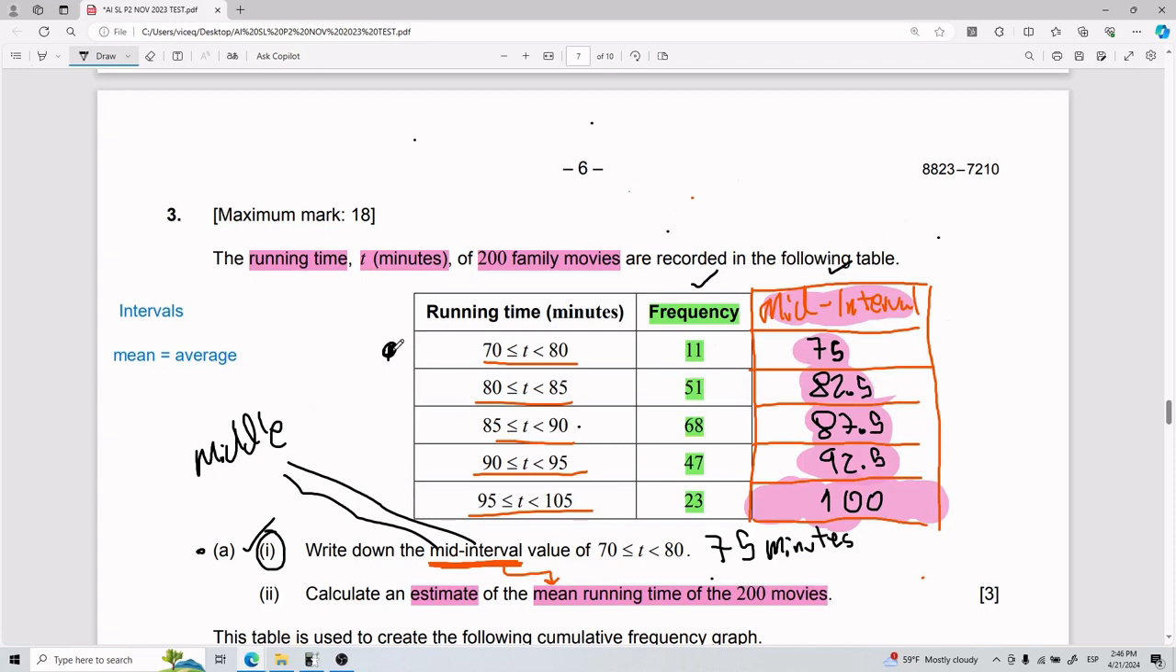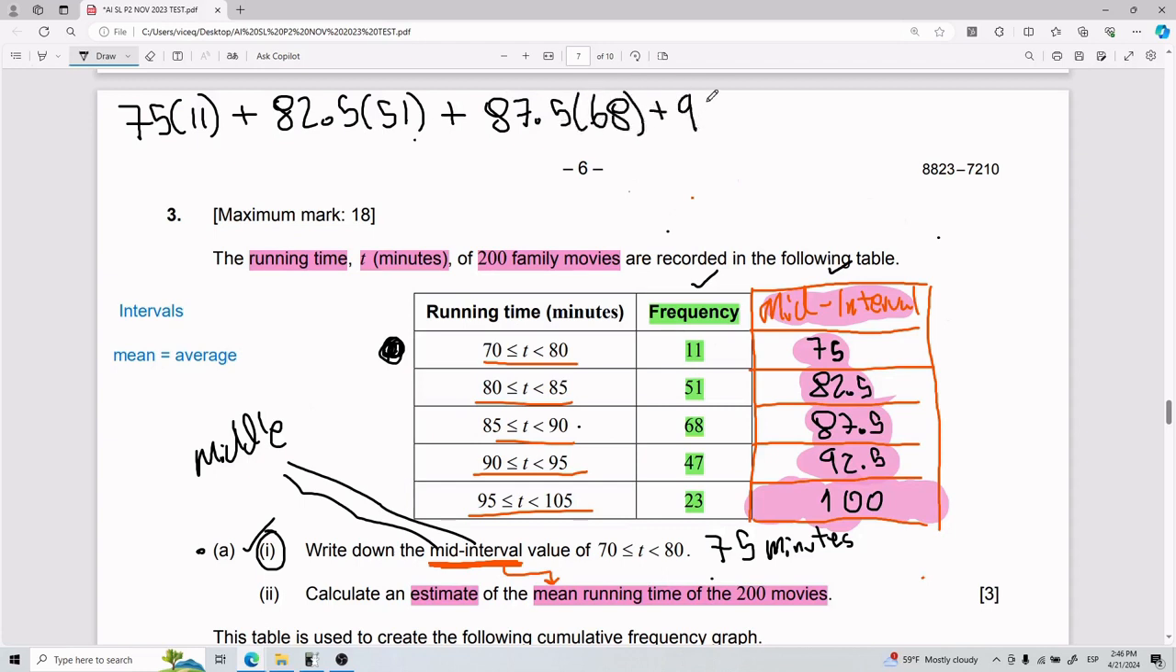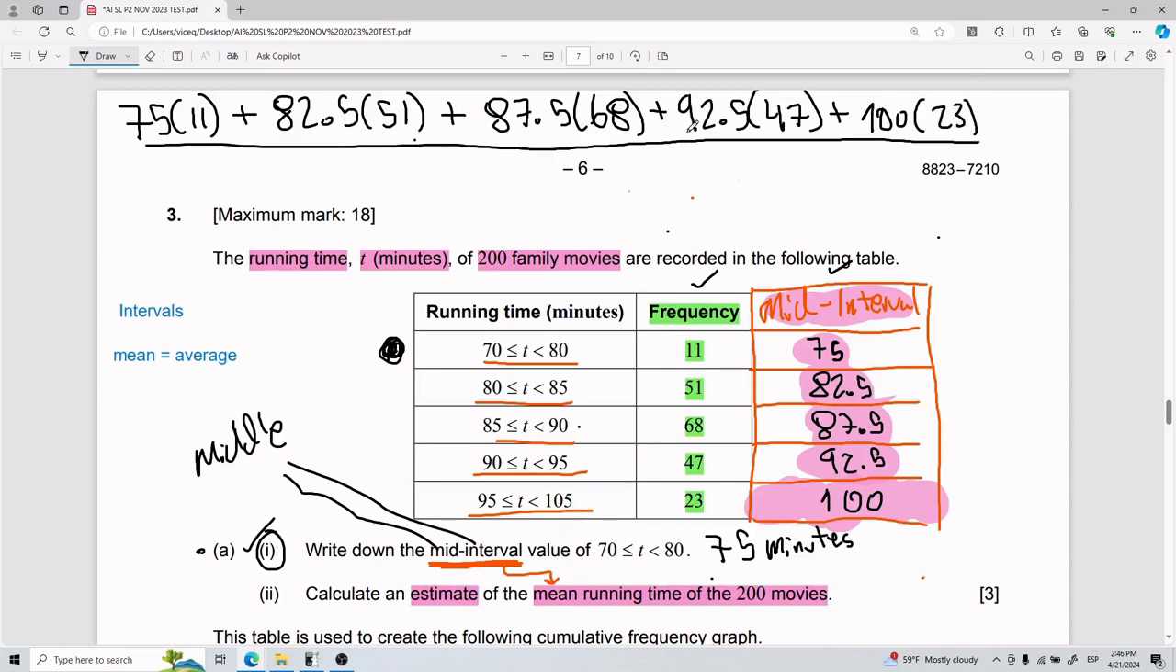For this first one, you would say 75 times 11, plus, for the second one, 82.5 times 51. So basically you're doing the mid-interval. For the third one, it would be the mid-interval times its corresponding frequency. For this fourth one, it's the mid-interval times its corresponding frequency. And for this last one, it's the mid-interval times its corresponding frequency. And all of this has to be divided by your total because we're talking about mean, right?